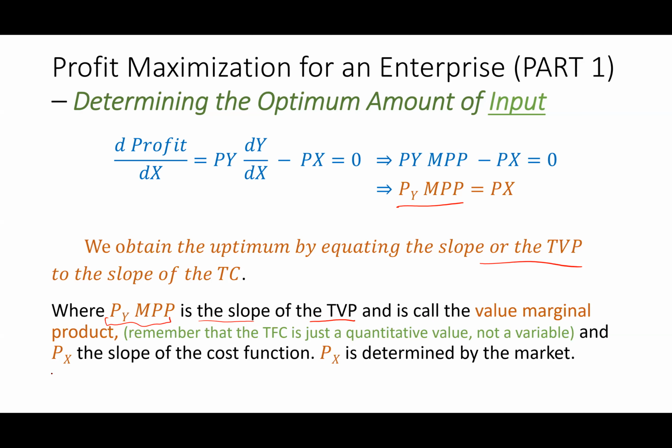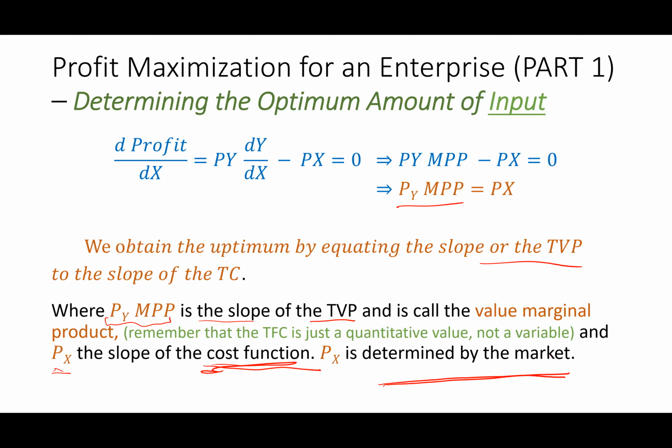And Px is the slope of a cost function. So we can see that Px, being the price of input, is fixed because we're in a perfectly competitive market. That price of input does not change, it does not vary. So it's a fixed value, and so its derivative is going to be 0. It's going to be a straight line, and we'll see that later in the graphs.